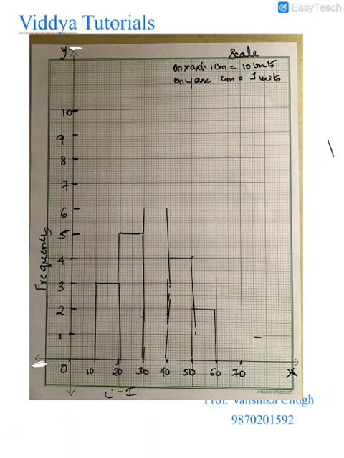You have all done bar diagrams in the younger standards. The difference between a bar diagram and a histogram is that in a histogram there are no gaps in between. All the bars are stuck to one another. This is a histogram. Now coming to the frequency polygon. For a frequency polygon, you first plot the class marks. If you have made a histogram, then it becomes a little easier. So here is your class mark: between 10 and 20 it is 15, then between 20 and 30 it is 25, and then 35, 45, 55.